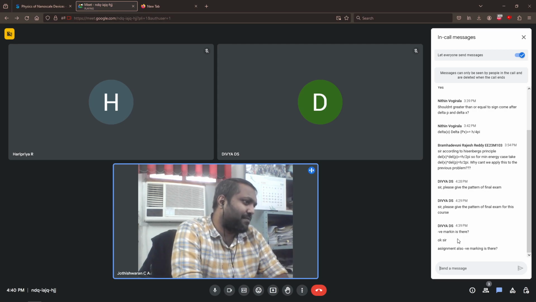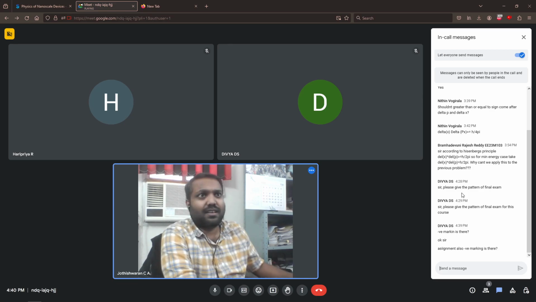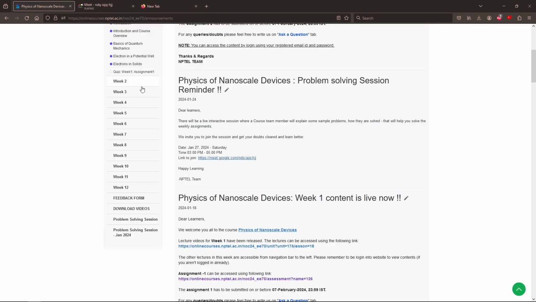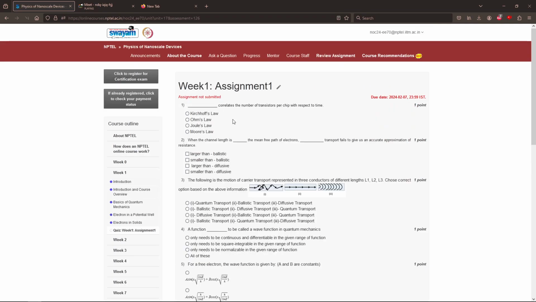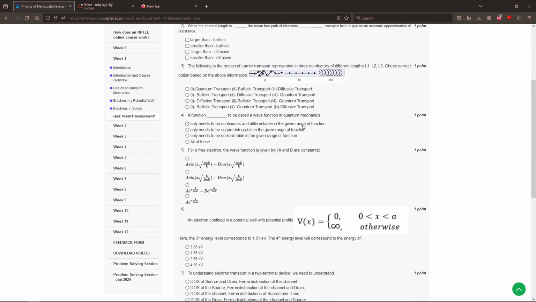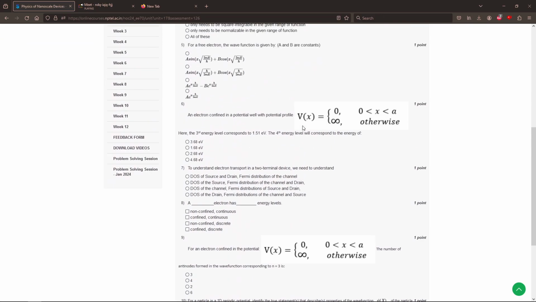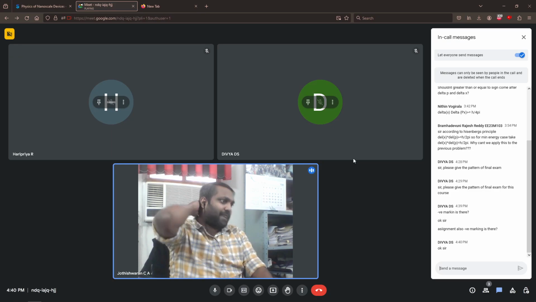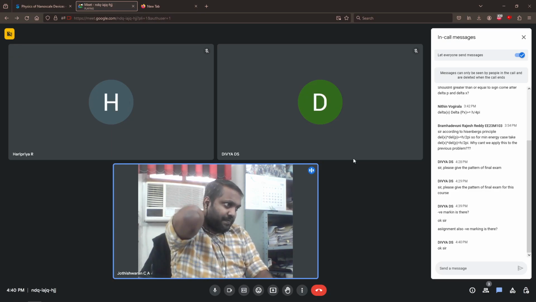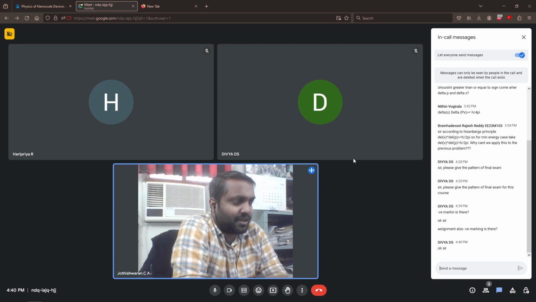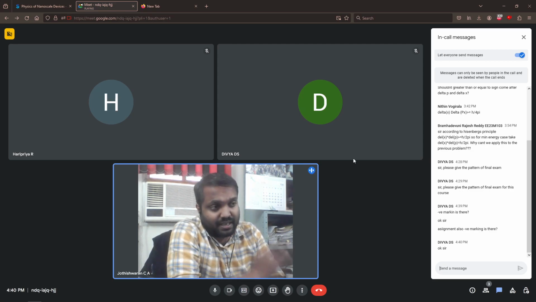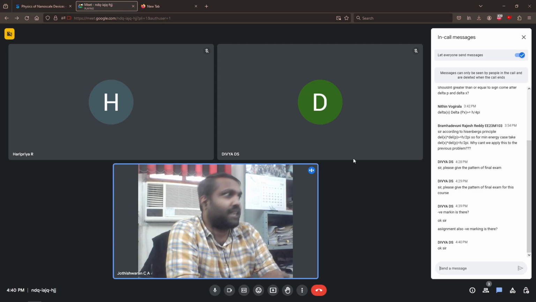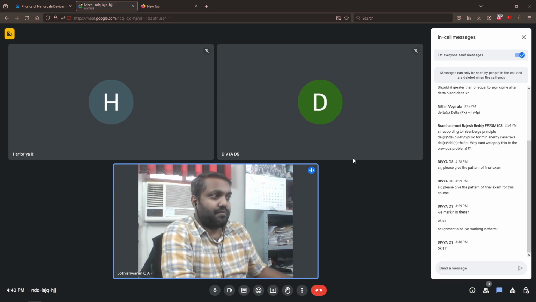For the assignment, there is no negative marking. You can answer all the questions as there are. Let me see the rules here. Oh, the rules are not mentioned here. Okay. So there is no negative marking for the assignments. You can attempt them to your heart's content. However, in the examination, there will be negative marking.